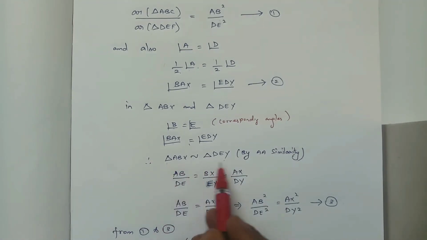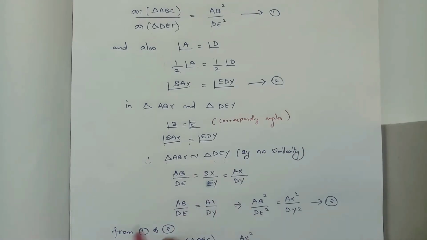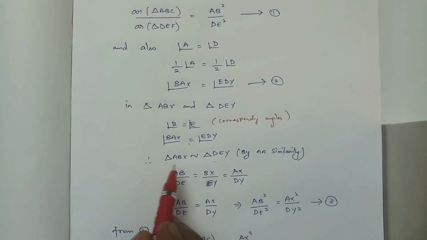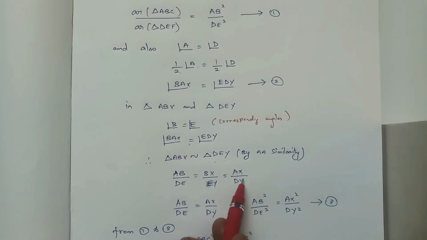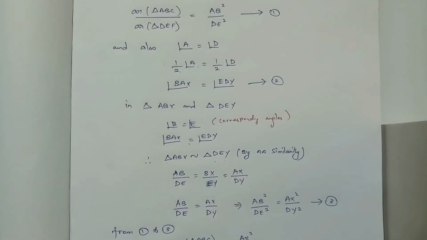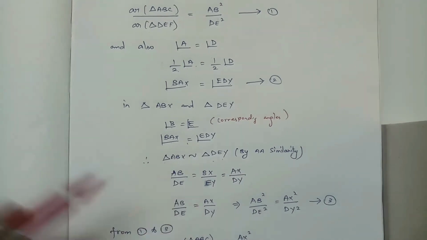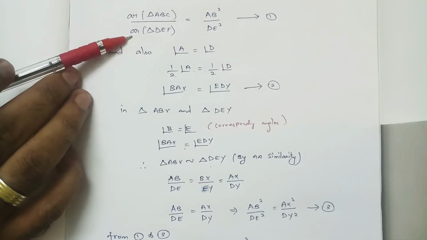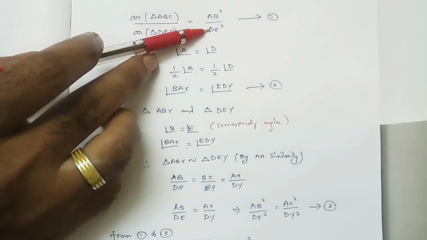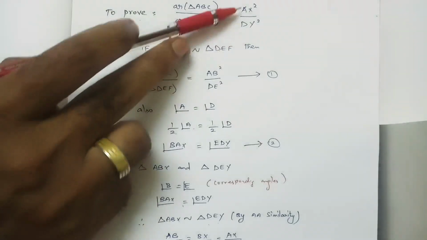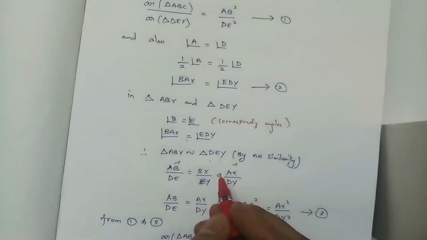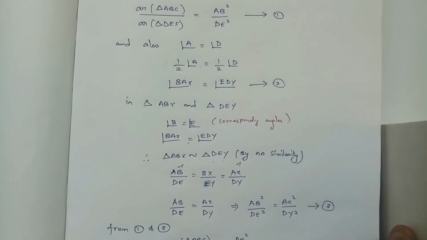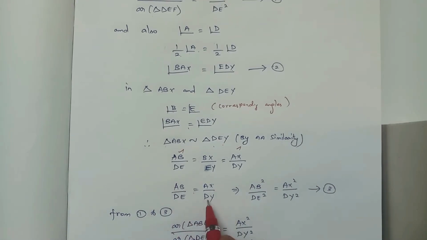If these two triangles are similar, then the corresponding sides are proportional. So AB by DE is equal to BX by EY is equal to AX by DY, right? Already we have taken that area of triangle ABC divided by area of triangle DEF is equal to AB by DE, and what we want to prove is AX by DY alone. So I'm choosing these two alone. So AB by DE is equal to AX by DY.